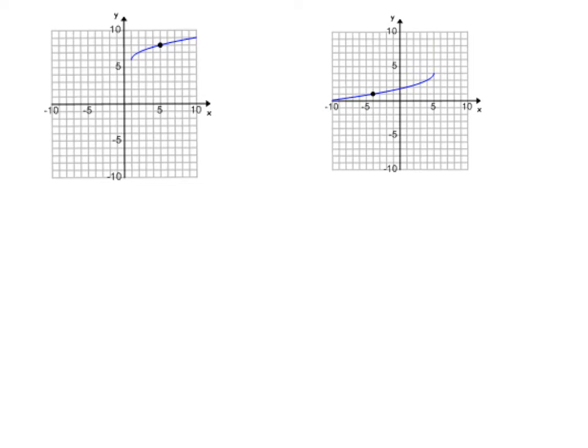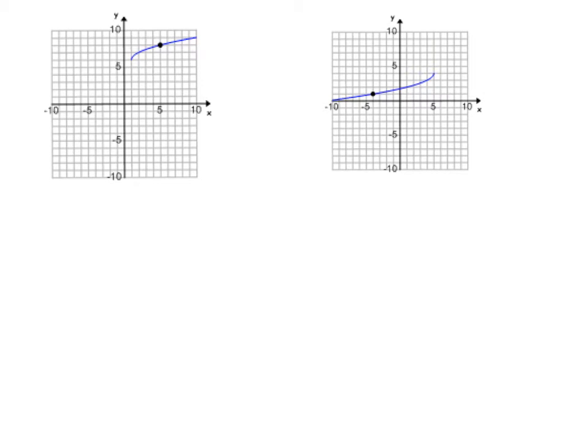So you have to be careful. The thing that people forget with the cube root function is to put the cube root in, the 3. And the thing that people forget with the square root functions is that we need to first think about which direction the curve is going.